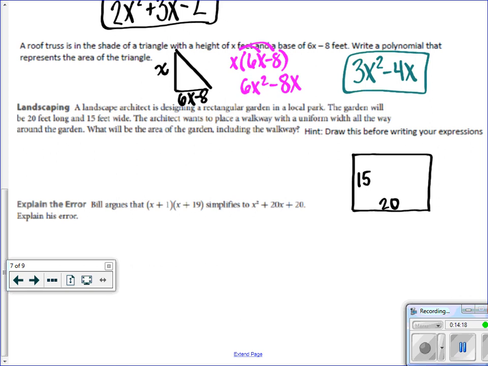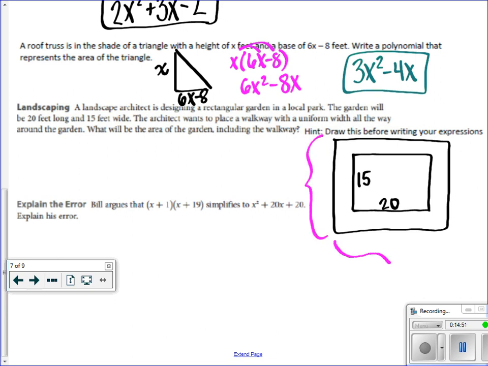So this is the garden, and then they're putting a uniform walkway, a uniform width walkway. What does a uniform width mean? It's all the same, like it's all the same width around it. It says around, so we have this walkway going around. You are asked to find the area of the garden and the walkway included. Meaning 15 and 20 are not your length and width anymore. This whole thing is your width, and this whole thing is your length.